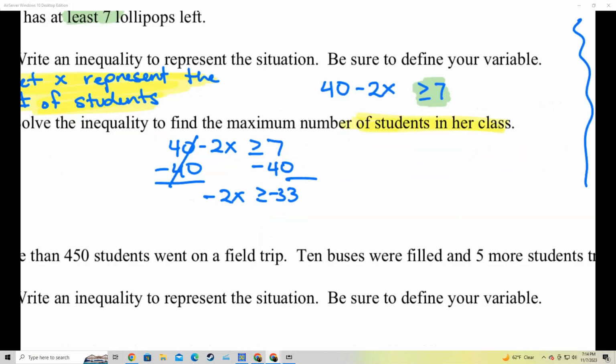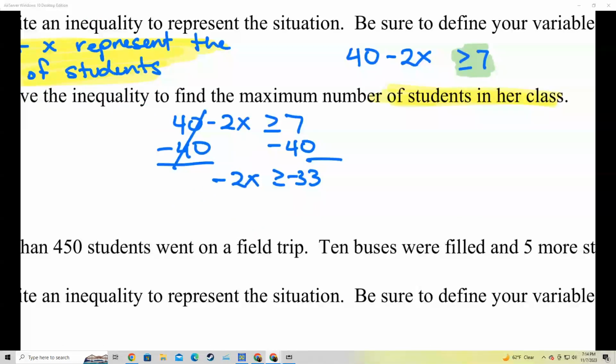Now, I did this in class the wrong way on purpose. I'll do it here as well. I'm going to do this wrong. So I'm going to divide both sides by negative 2. And x is greater than or equal to, what is that? 33 divided by 2 is 16.5. Now, hopefully you spot where the mistake is here. Because when we divide by a negative, remember, we need to change the direction of that symbol. So it's technically not a greater than or equal to anymore. Now it's a less than or equal to.